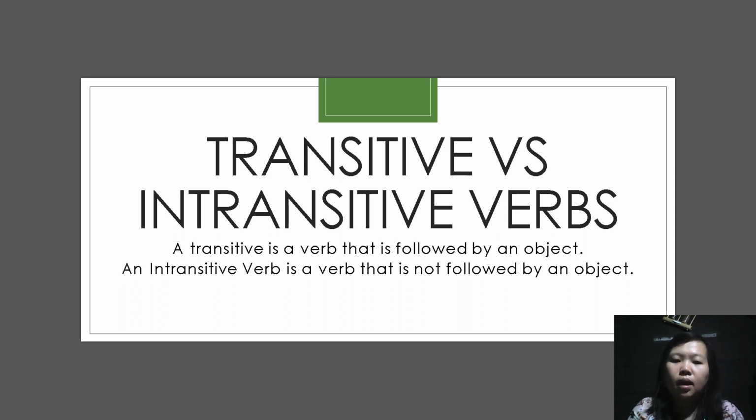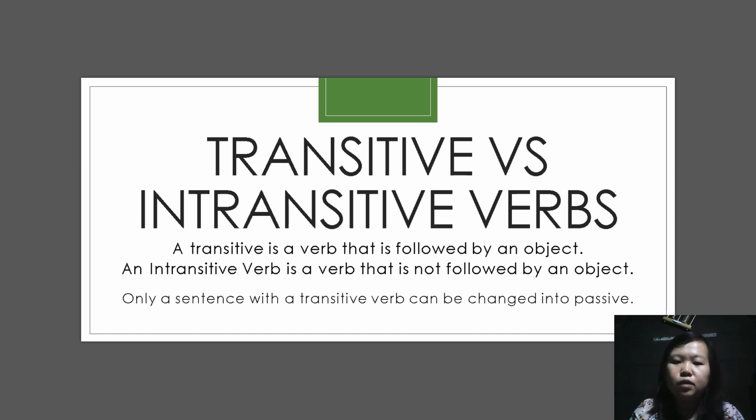So, we need a transitive verb in active sentence because it has an object to be changed into passive. Only a sentence with a transitive verb can be changed into passive. Why? Because a transitive verb has an object after it, while in the active sentence, we need the object as the subject of the passive sentence. So it's clear that we need a sentence with a transitive verb to be changed into passive.